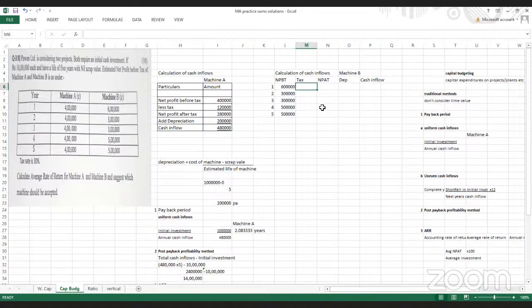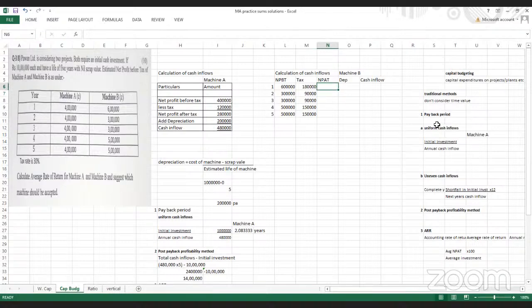Tax calculation, it is 30% of net profit before tax. So it will be on 6 lakhs into 30%. Okay. Always calculate tax on net profit before tax figure. I'll copy this for all the 5 years. So I get tax figure. In second year, tax has reduced. Since profit was half, even your tax was half.